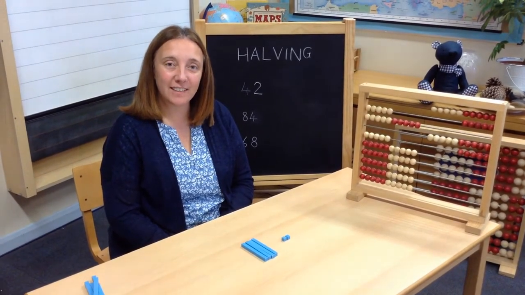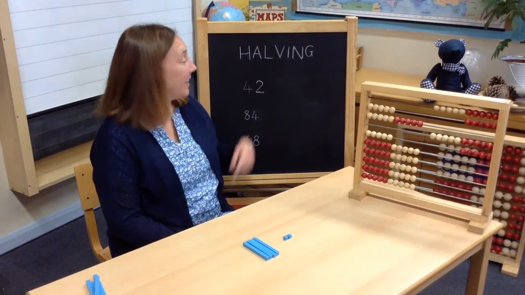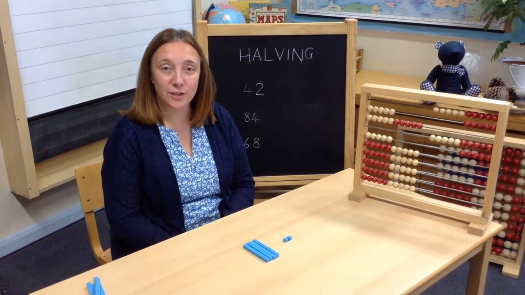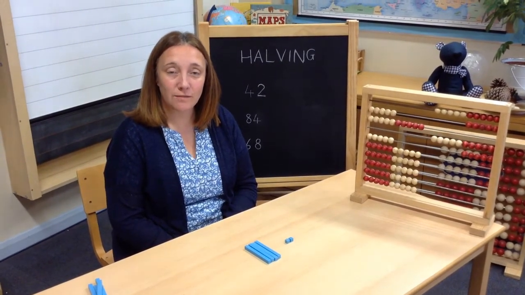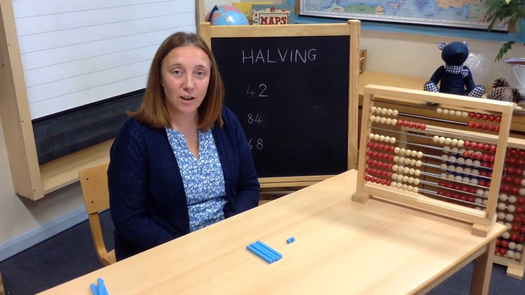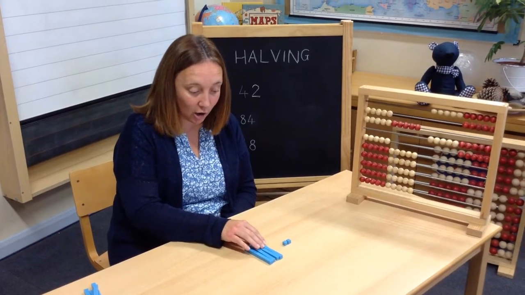Today we're going to be looking at the inverse of doubling, which means the opposite. We're going to be looking at halving. Halving means to divide a number by 2 or to divide the number into 2 equal parts. We're going to start off by looking at using base 10 to help us to halve.